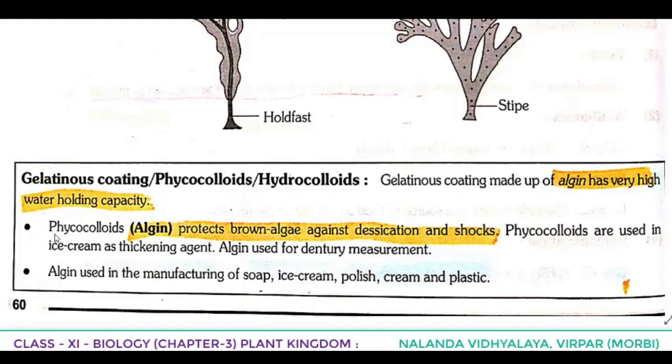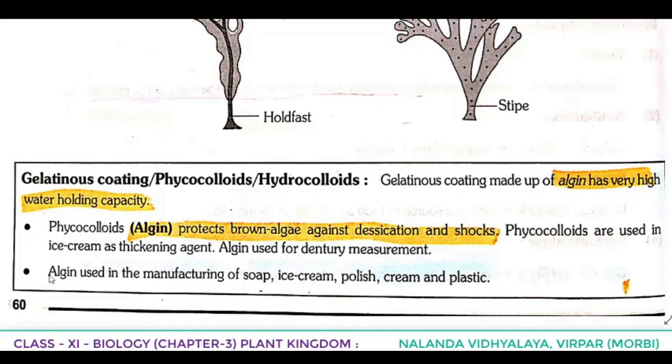So the gelatinous coating present in Phaeophyceae, that is known as algin. It's also known as phycocolloids or hydrocolloids. Phycocolloids protect brown algae against desiccation and shocks, against getting damaged. Phycocolloids are used in ice cream as a thickening agent. Algin is used for dental measurement.